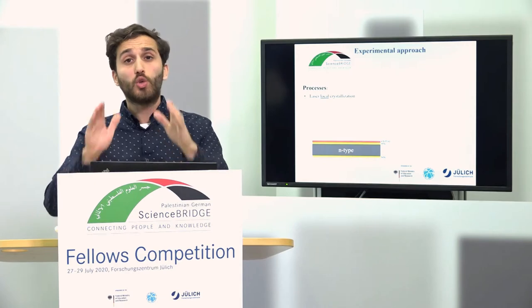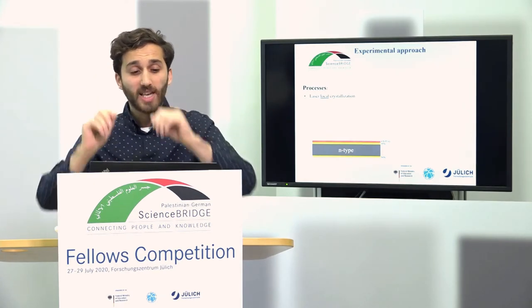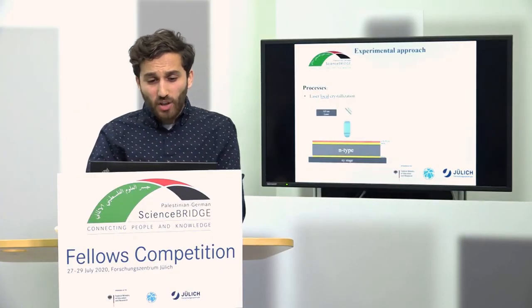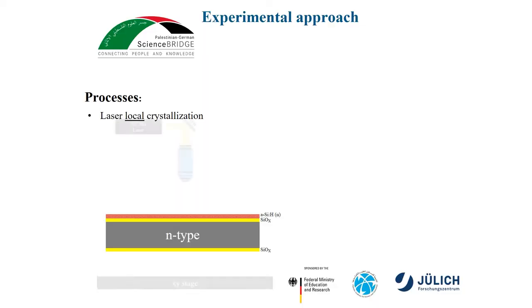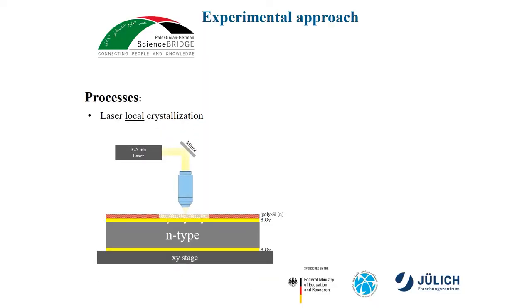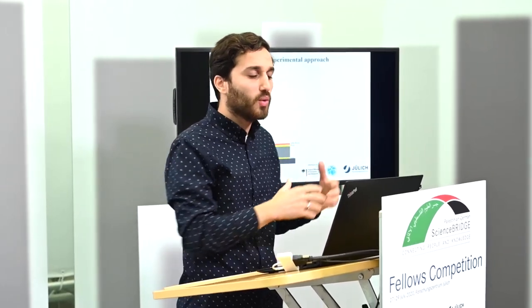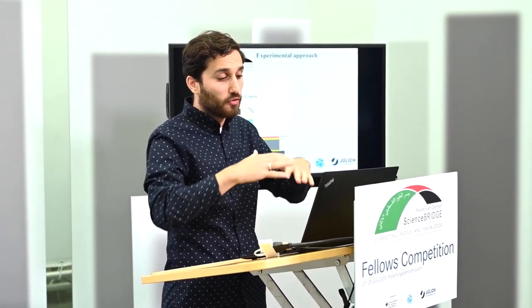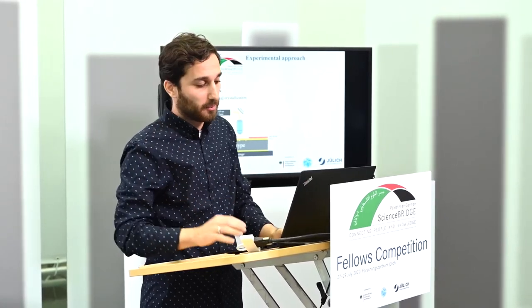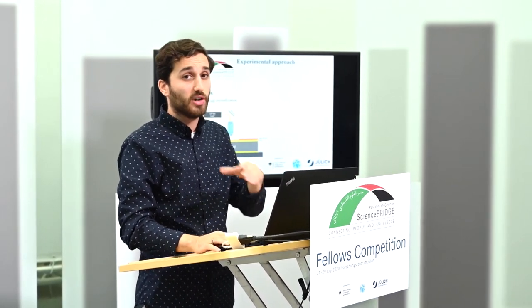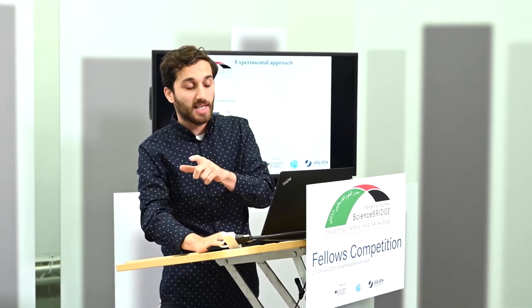After that, we will go to the next processes in our project: laser local crystallization, which is laser annealing. In this stage, we will use laser annealing instead of oven annealing, which uses a laser as an energy source instead of temperature. By that, we can use a laser, as you can see here, to crystallize a specific region on the back side. This is in comparison with oven annealing, which converts the whole layer to polysilicon. We aim in this step to convert amorphous silicon to polysilicon.